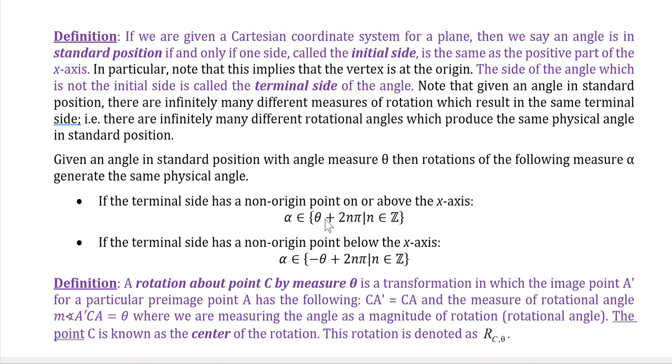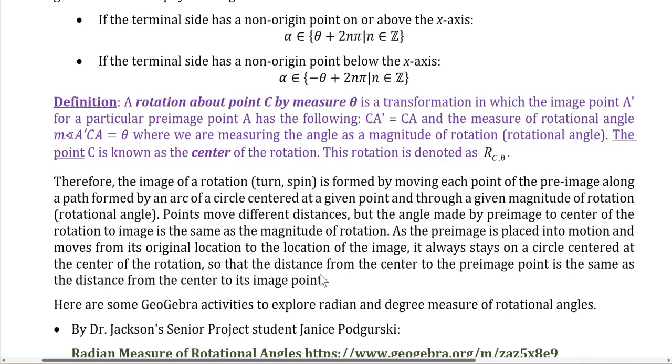All right. And if the angle is above the x-axis, this angle theta measuring between 0 and pi, then you can think of that shortest rotation as a positive rotation, theta. If the terminal side is below the x-axis, the measure of the angle as an actual angle will be theta between 0 and pi. Then the opposite of theta will be the rotational angle that gets you there in the shortest amount. Again, adding integer multiples of 2 pi will get you the same terminal side.